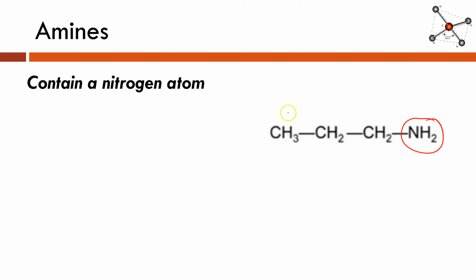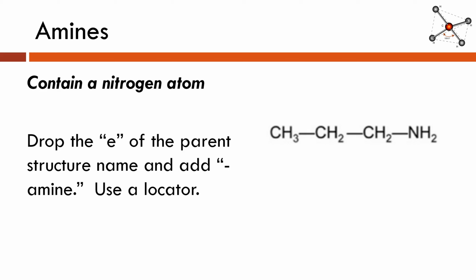This is a little bit different formula than what we've been looking at. This is more of the condensed molecular formula, or the condensed structural formula, instead of the regular structural formula. Amines are going to get named very similarly to alcohols. We are going to name the longest parent structure, drop the E off the end of that name, add the suffix amine, and use a locator.